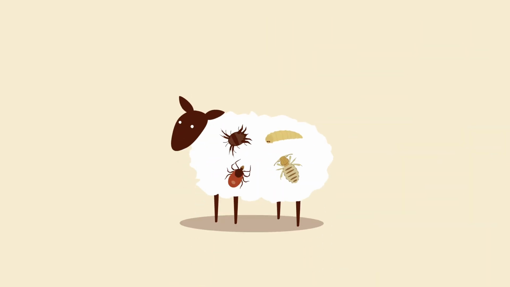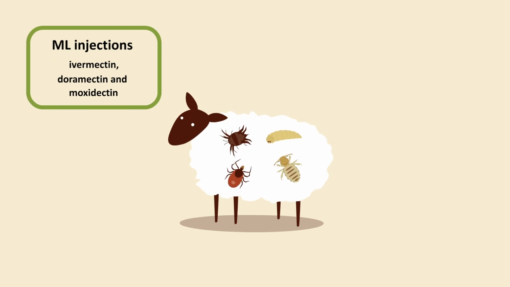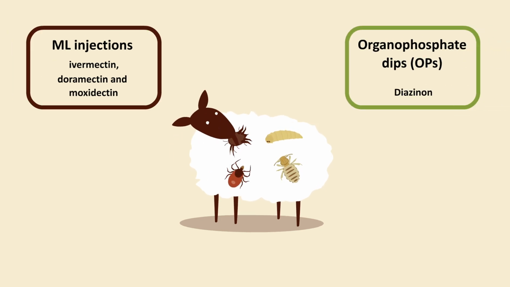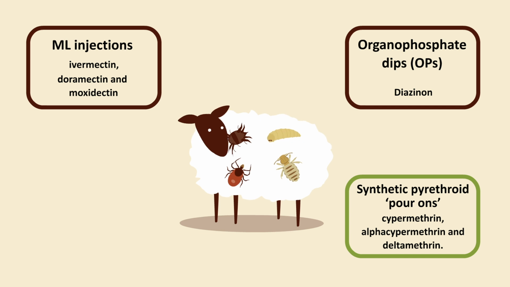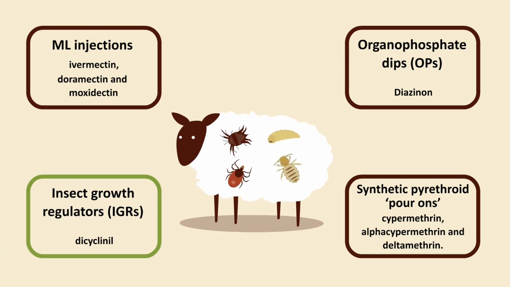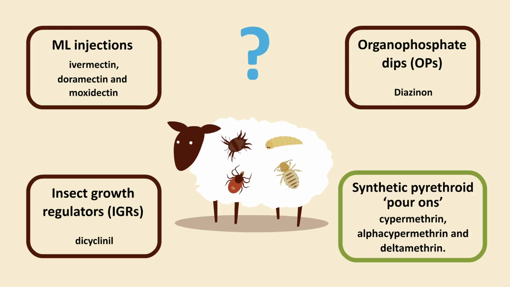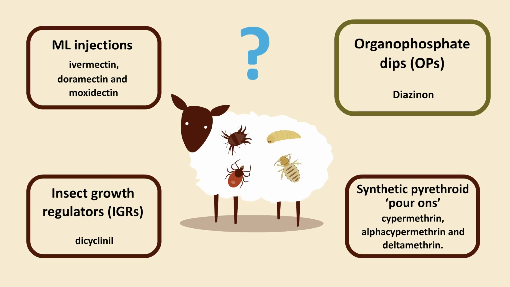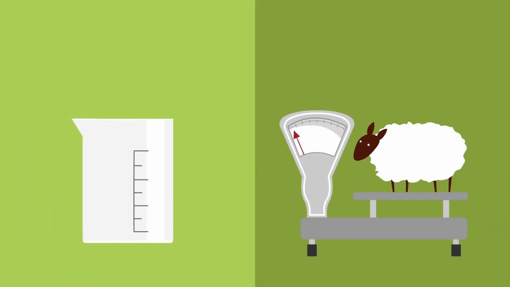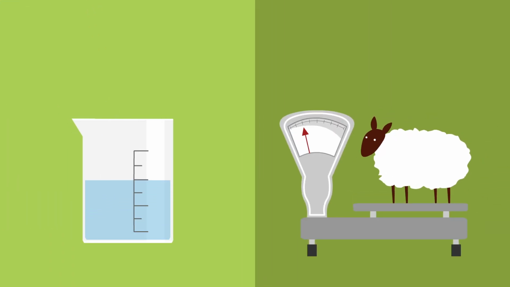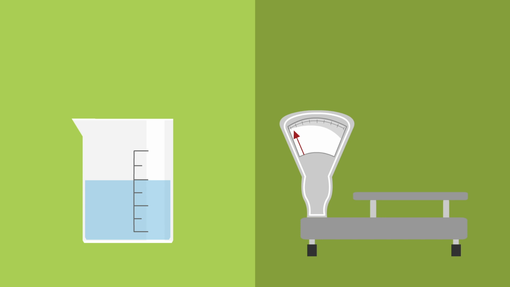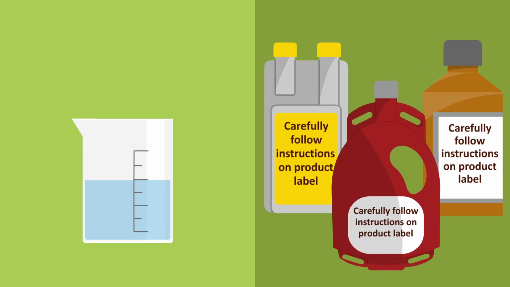There are 4 chemical groups available to treat ectoparasites in sheep. These are the ML injections, organophosphate dips, or OPs, synthetic pyrethroid pour-ons, and the insect growth regulators, IGRs. Once a diagnosis has been made and the correct product group identified, for any of these products to work effectively, every animal must receive the correct dose. This must be administered correctly, exactly as described on the package information.